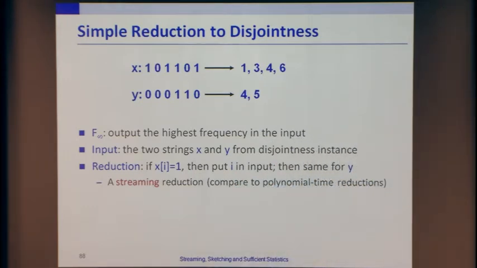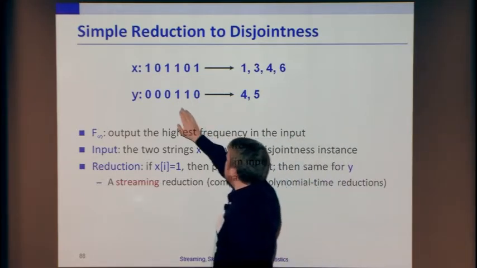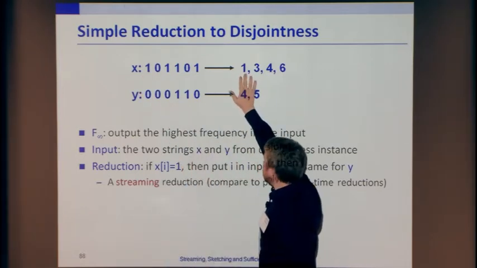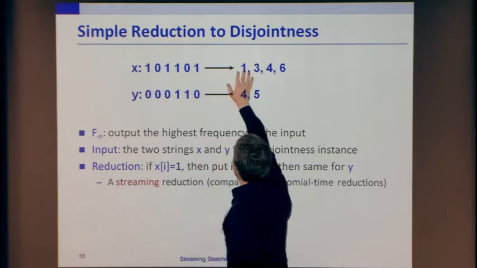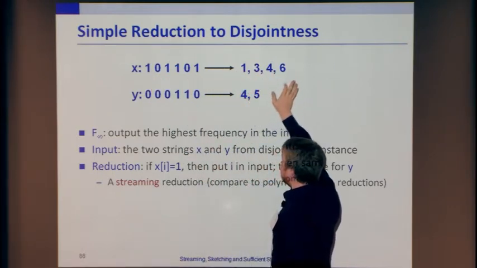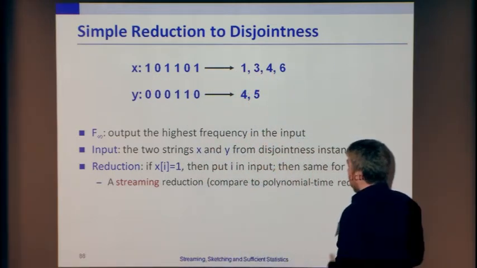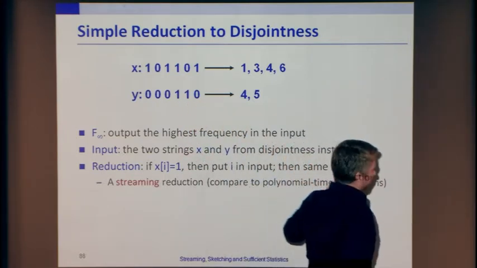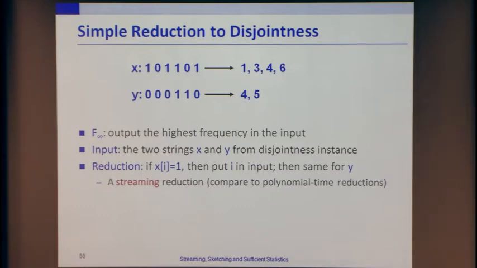So let me turn this into a frequency moments question. In this case, this transformation is quite simple. Where there's a 1 in Alice's string, I write the index. So there's a 1 at location 1 and 1 at location 3, 4, and 6. And similarly for Bob, I'll do the same transformation. So he has a 1 at location 4, 1 at location 5. Then treat this as the input to this frequency problem.